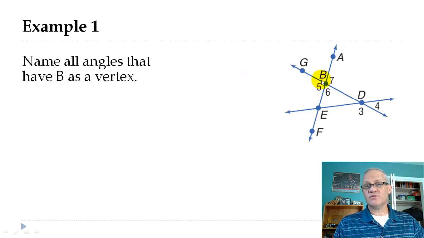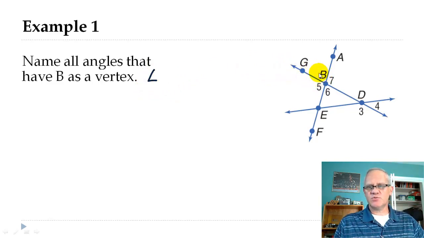Here's one thing that we cannot do. We cannot call any of these angle B, because since there are 4 of them, it would be confusing. Which one is angle B? Is it this one? Is it that one? We can't do angle B here. One way that we can do it, if you remember, is to use the 3 letters. That happens probably most of the time.